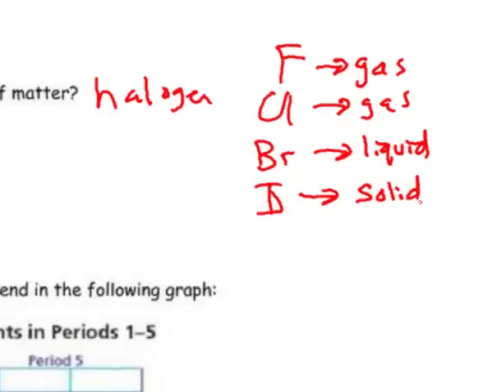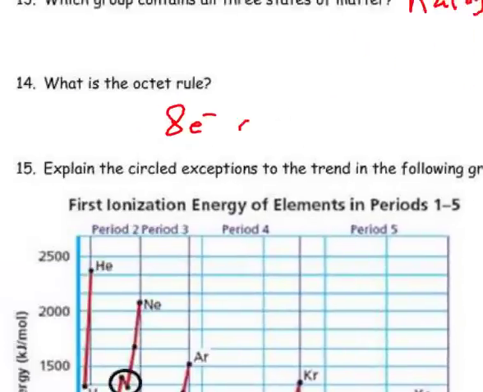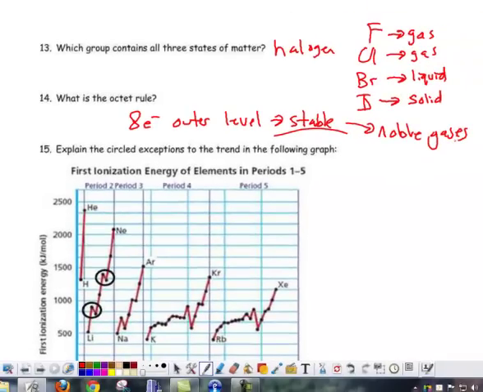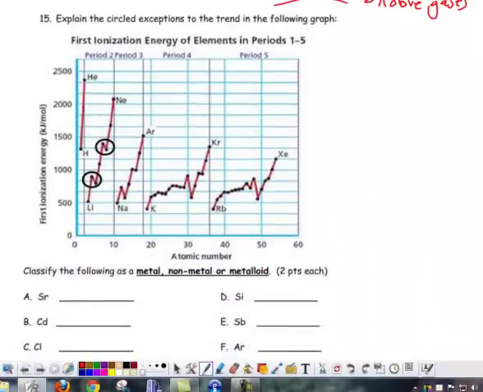All right, the octet rule. 8 electrons in the outer level. Remember, that means stable. Once again, the noble gases. All right, explain the circled exceptions to the trend in the following graph. This is an ionization energy graph. And ionization energy, you could see the pattern here. I'm talking about these two circles right here.